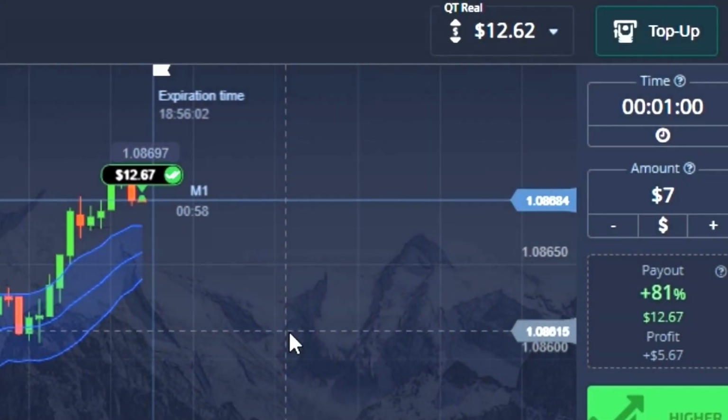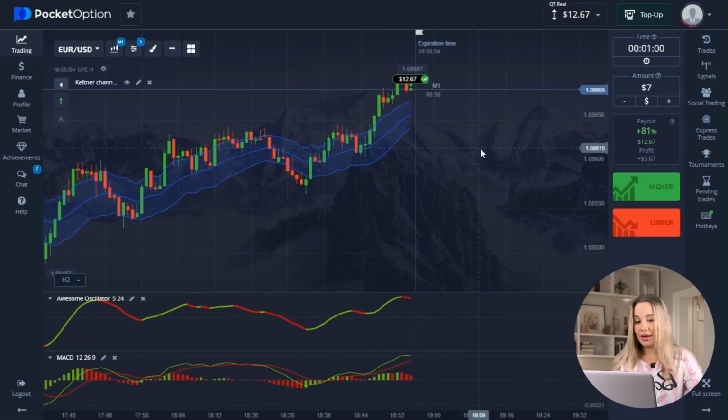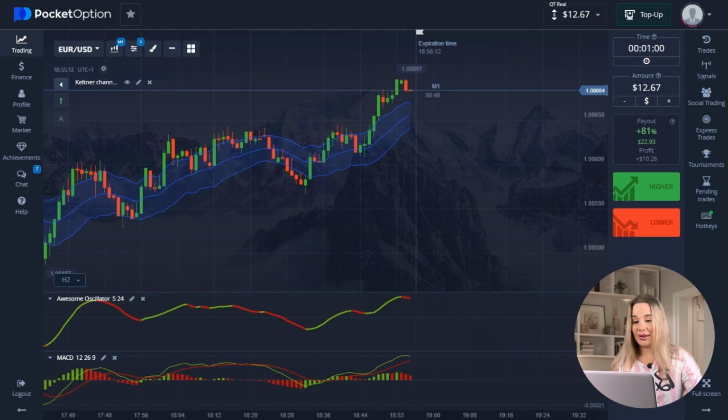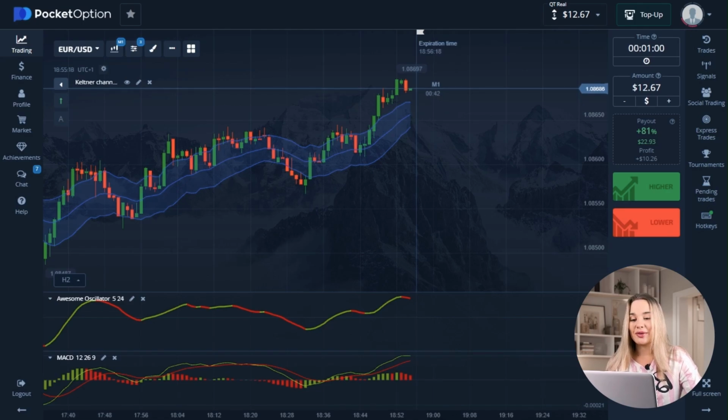Preliminary analysis helped identify the entry point, so market analysis helped make the decision, and as a result, the first trade closed with profit, $12 on the balance. A great start, friends, don't you think so? Now let's look for a new entry point.